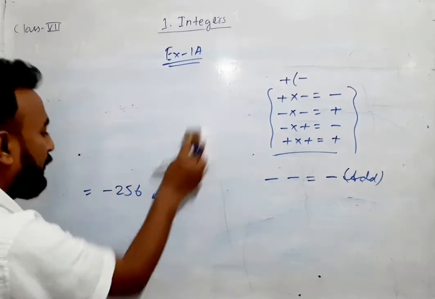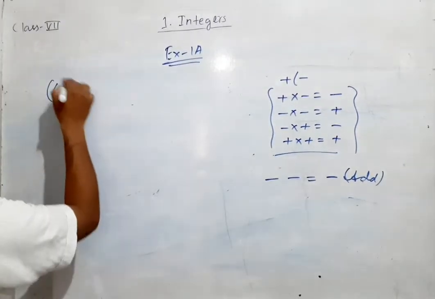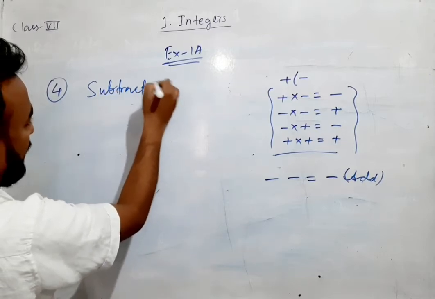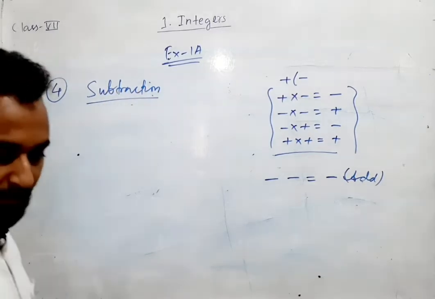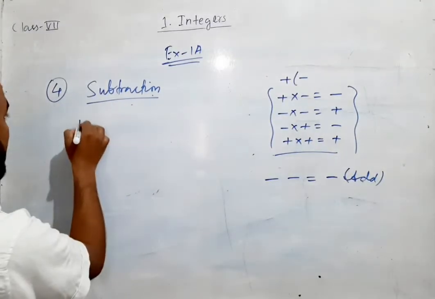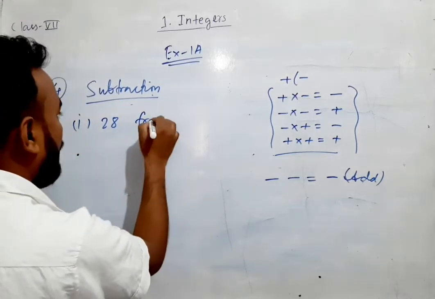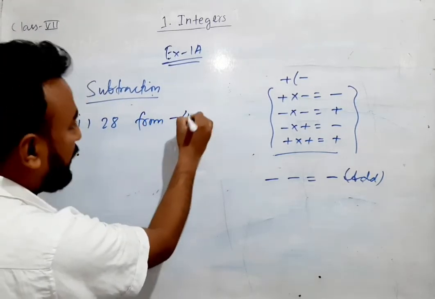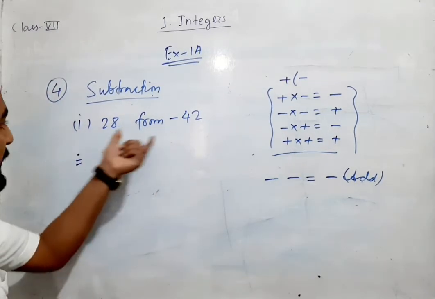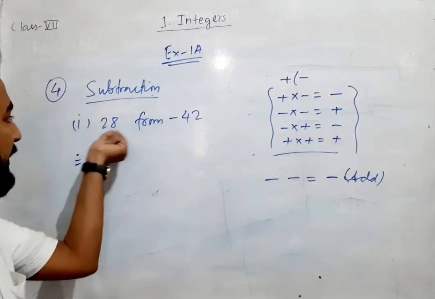So now question number 4. In question number 4, you have to perform subtraction. I am taking question number 1, that is 28 from -42. See here, what is the meaning of this sentence? Subtract 28 from -42.